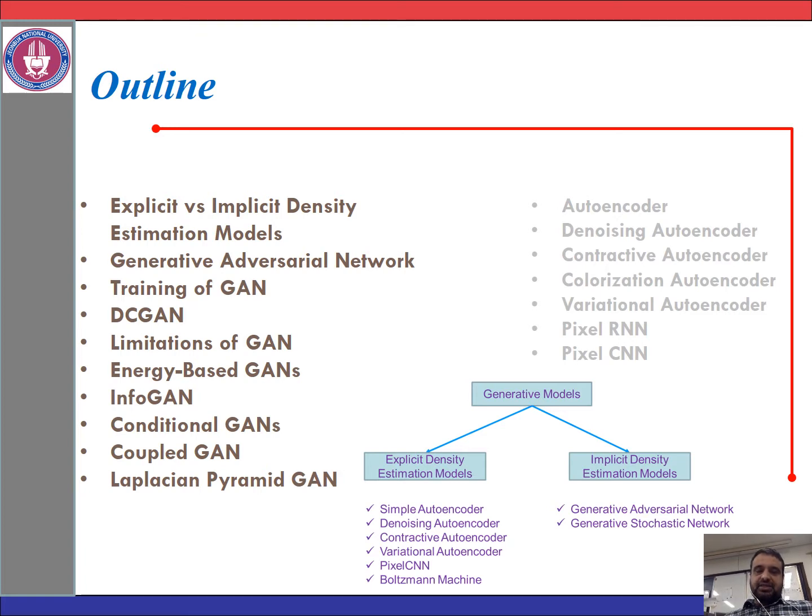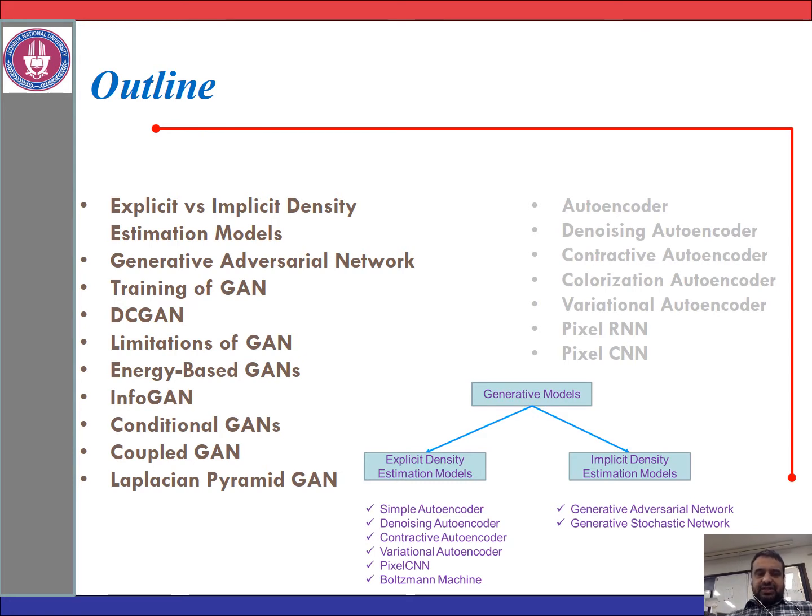By explicit density estimation, I mean that there is only a single network which takes the data as input and learns the data distribution. Those include autoencoders, variational autoencoders, pixel RNN, pixel CNN. But today I will talk about the implicit density estimation models, which are based on generative adversarial networks.